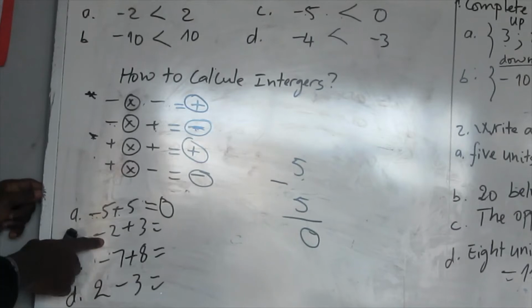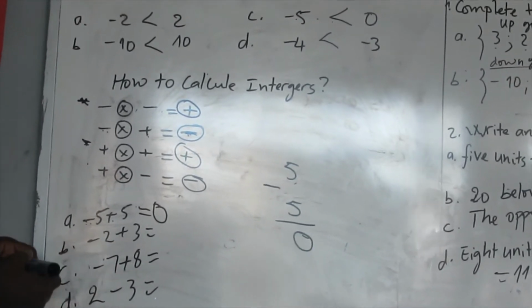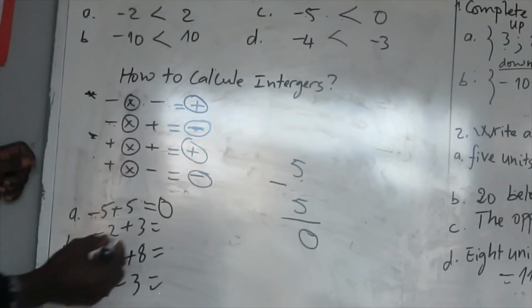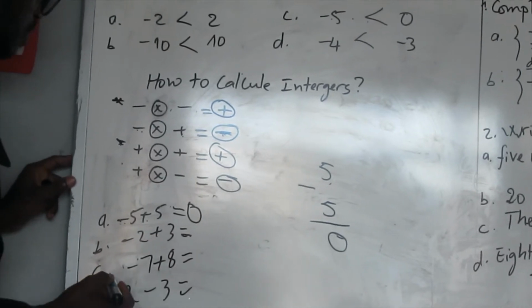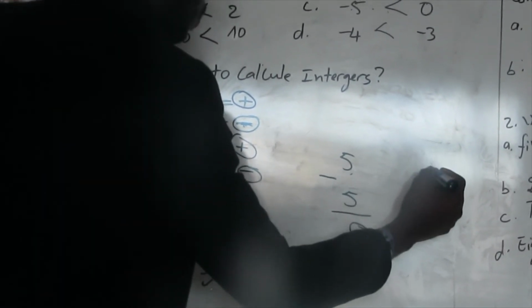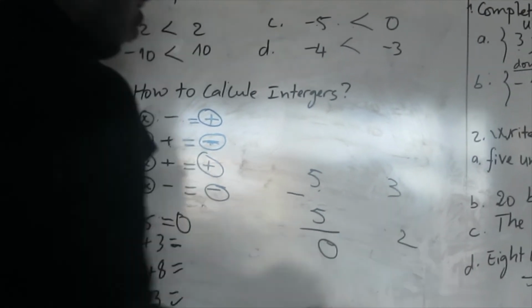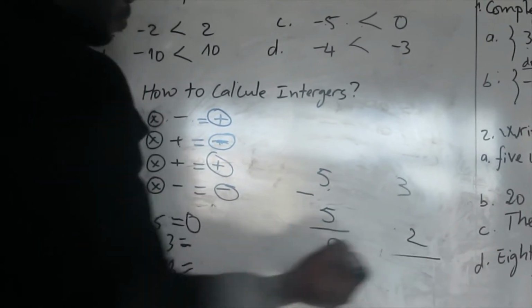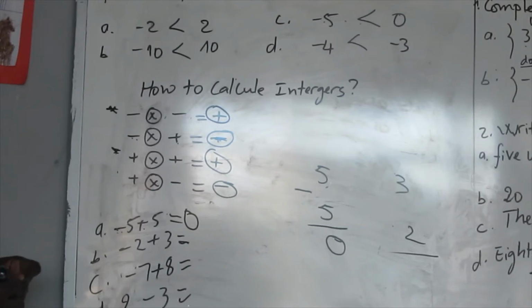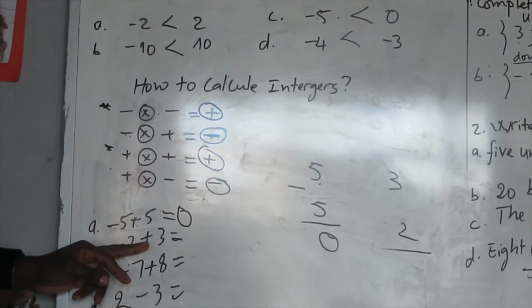We have negative 2 plus positive 3. So negative 2 plus positive 3, what do we do? We start with the bigger number first, 3 over 2. Then what do we do? We go with the calculation of sign first. We have negative and positive.